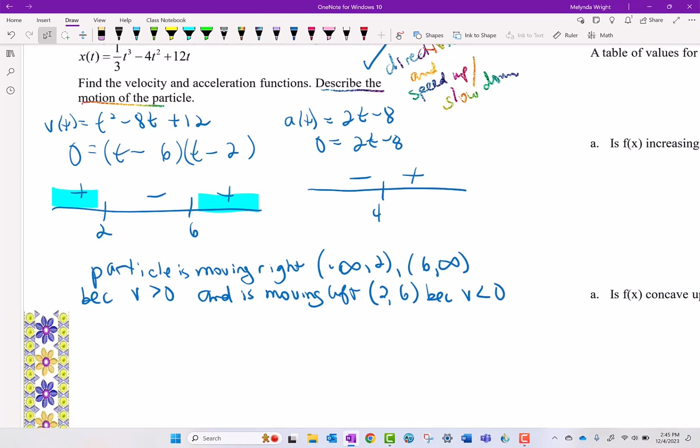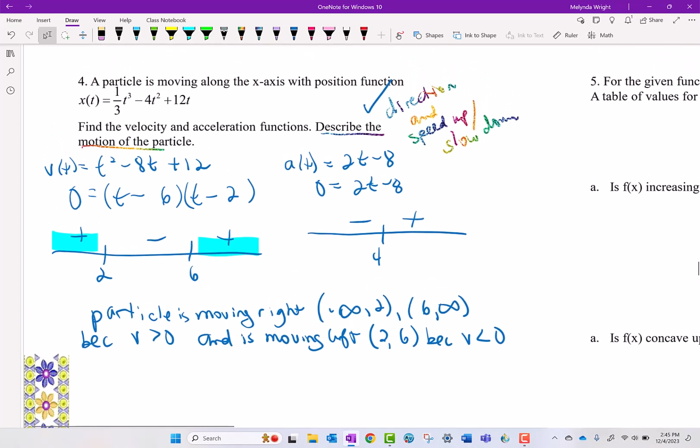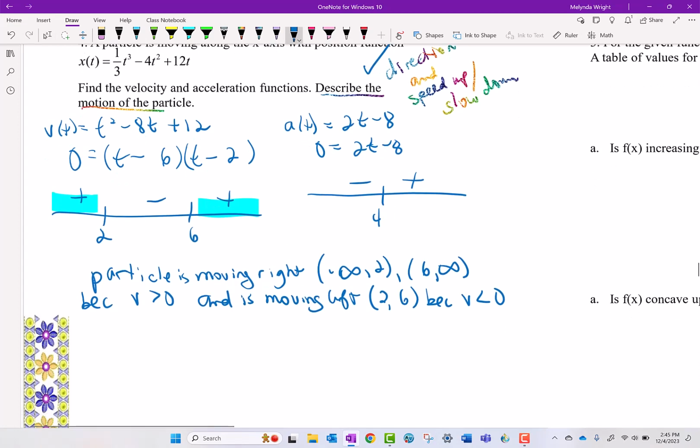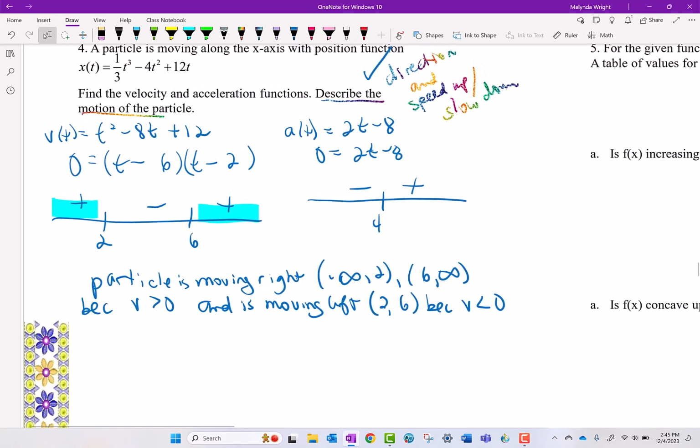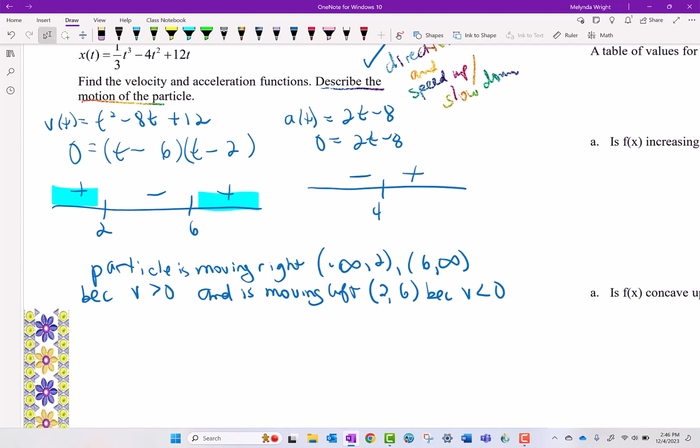So if you recall, speeding up means the signs of acceleration and velocity are the same. Slowing down means the signs are different. So let's look and see what's going on. From negative infinity to negative 2, velocity is negative and acceleration is positive, so the signs are different. That means we're slowing down from negative infinity to negative 2.